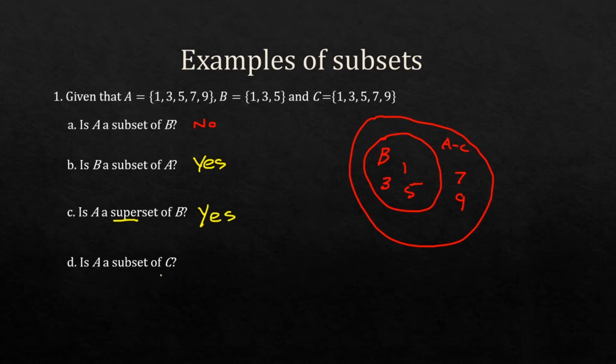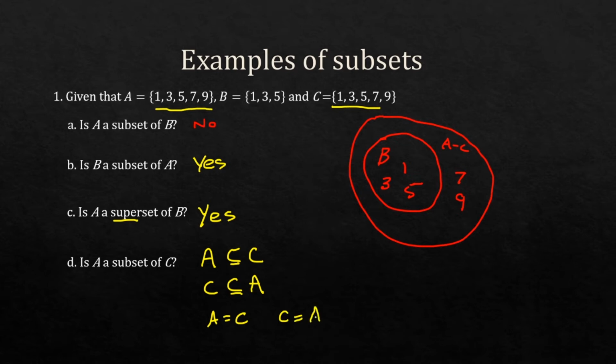Is A a subset of C? Yes, because they have the same elements. So we could write A is a subset of C because they are equal sets. So we can use this notation. A is a subset of C. You could also write C is a subset of A, and because they're equal, you could write A equals C or C equals A as well. So many options for that one because the sets are equal.